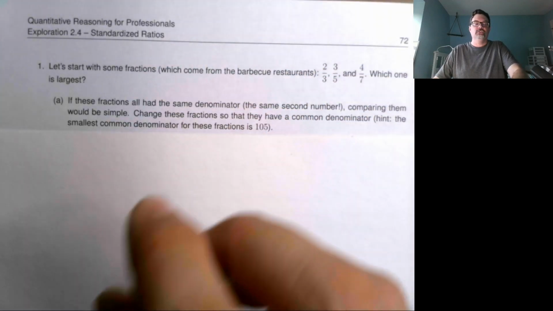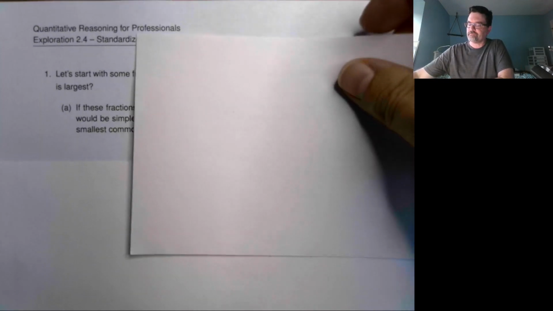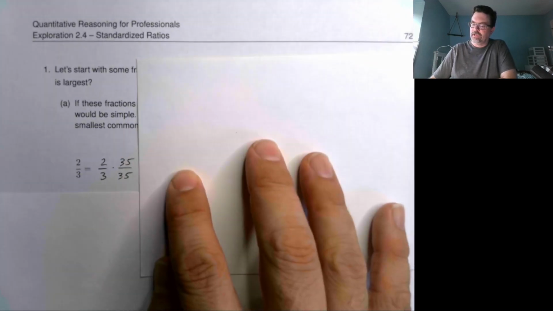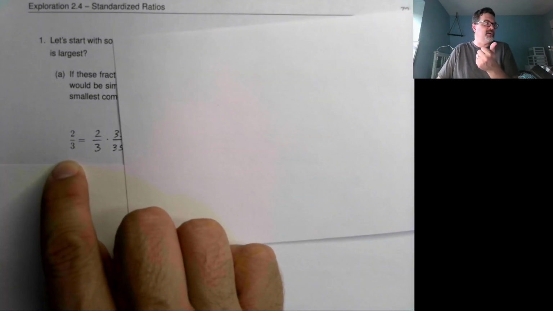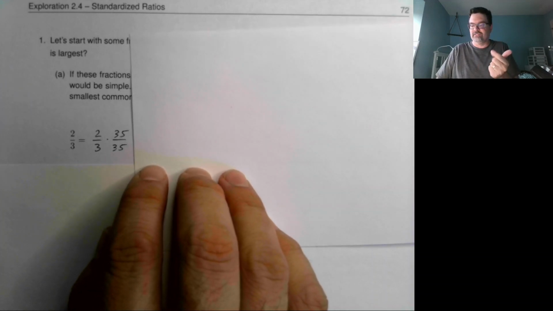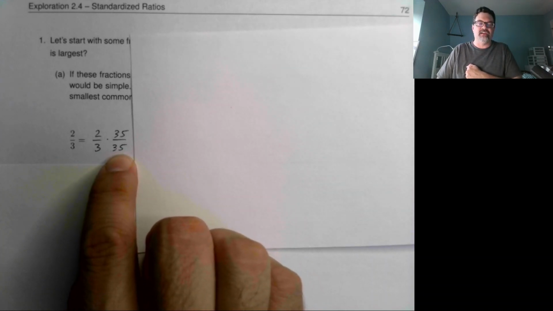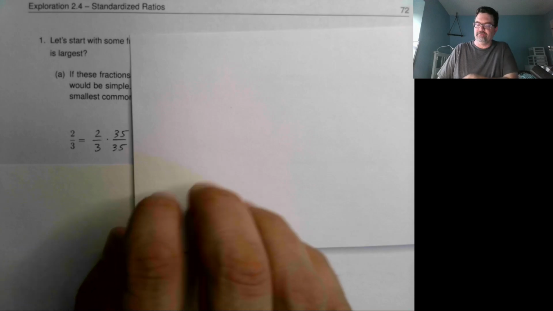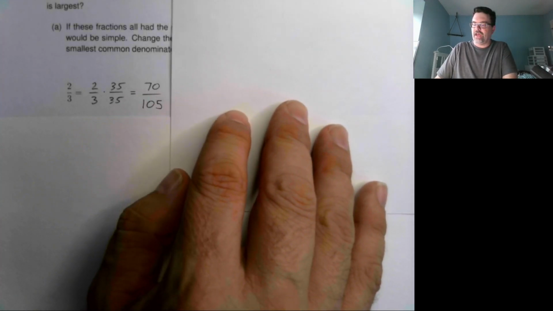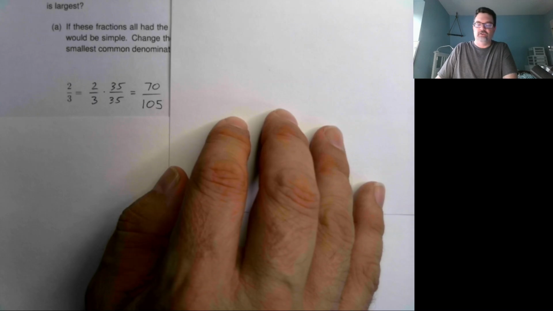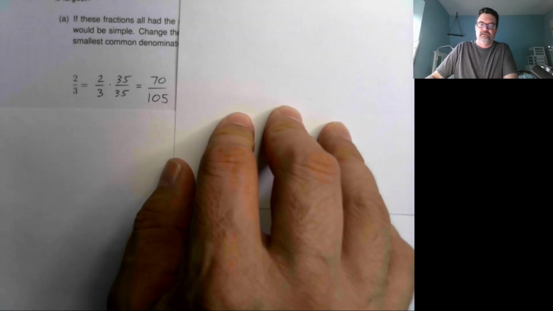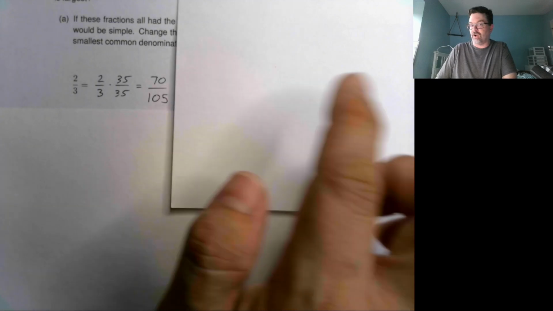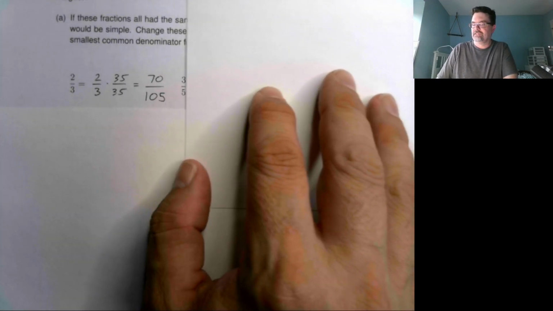So for example, 2/3 has the 3 on the bottom. It basically needs a factor of 5 and 7. So I'm going to multiply by both 5 and 7, top and bottom, which means I'm multiplying by 35. And when you do that, 2/3 is the same as 70 over 105. So if you want to pause and give those other ones a try, that would make some sense.